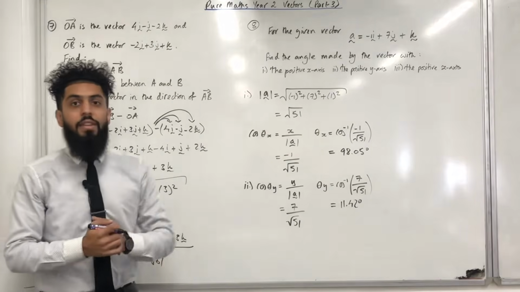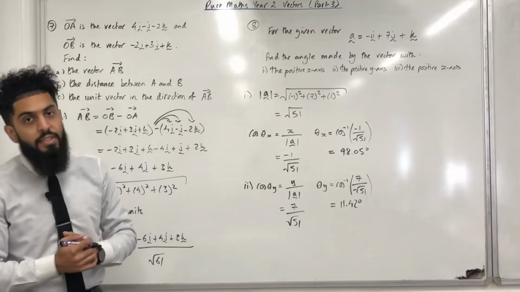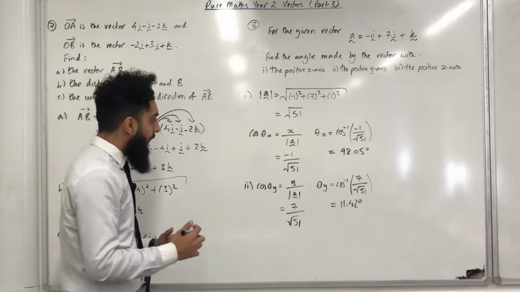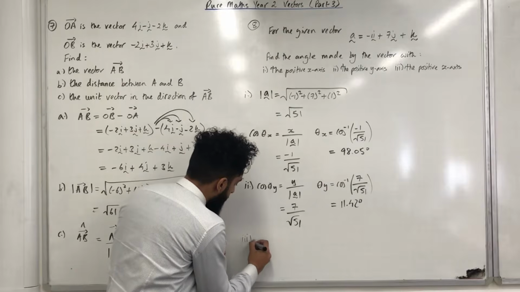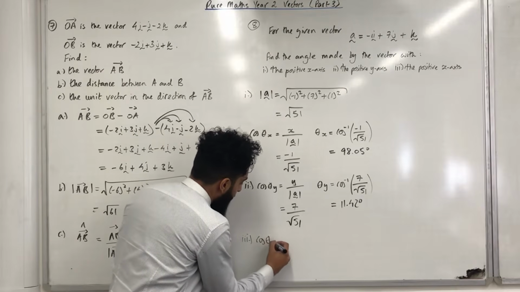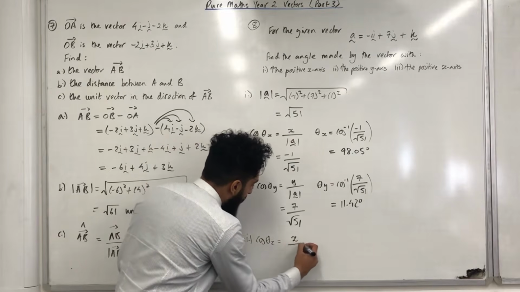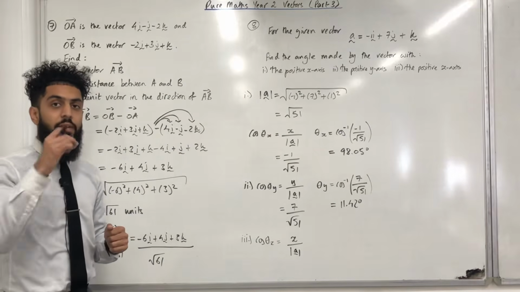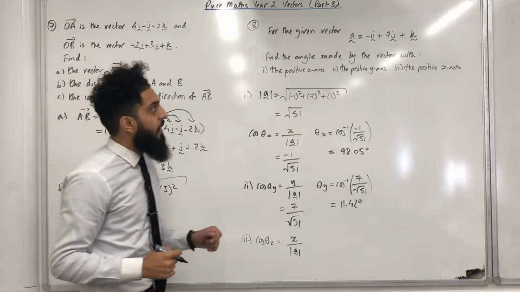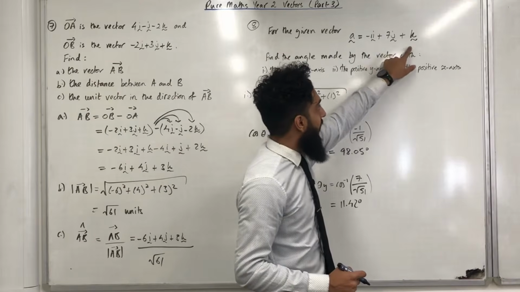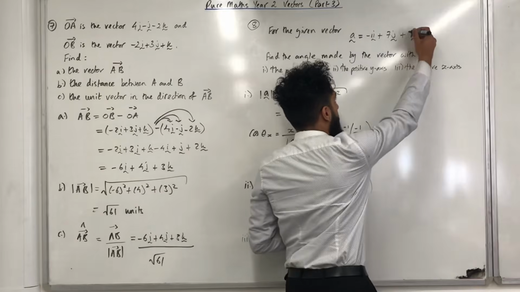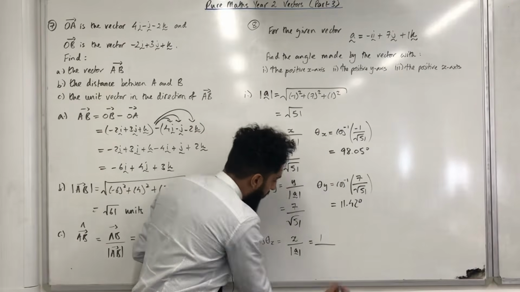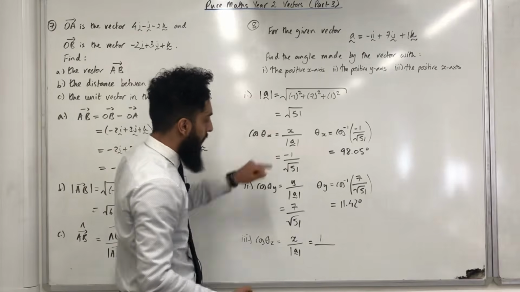Now I want to work out the angle the vector A makes with the positive z-axis. I'm going to call this angle theta z. I know that cos theta z is given by z over the magnitude of the vector A, where z is the coefficient of the vector k in the vector A. So the coefficient of the vector k in the vector A is just 1. So I have 1 over the magnitude of the vector A, which is square root 51.